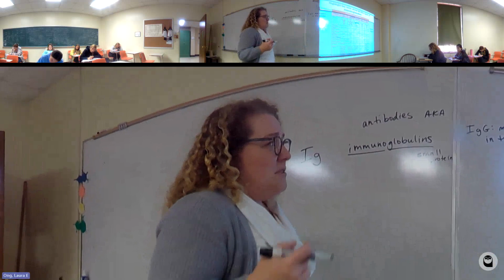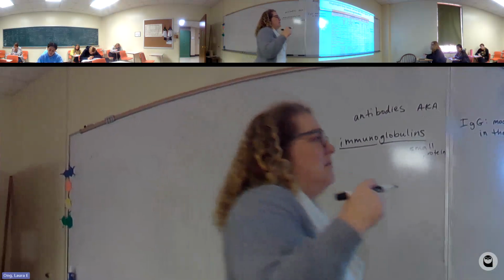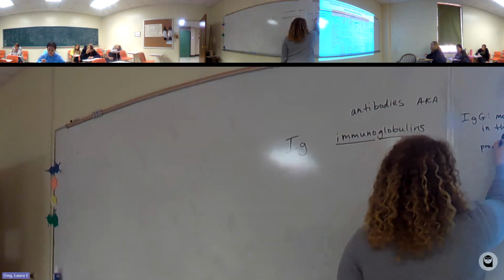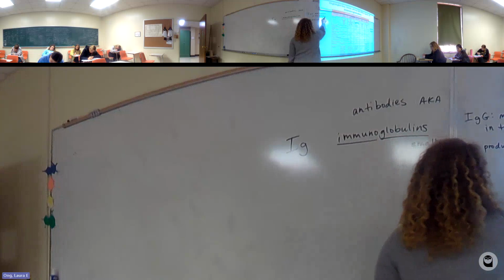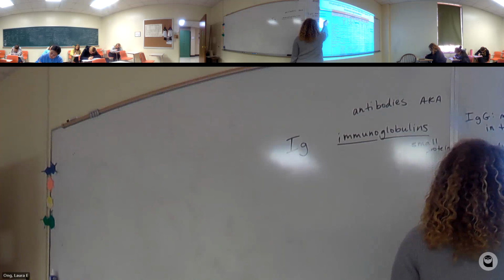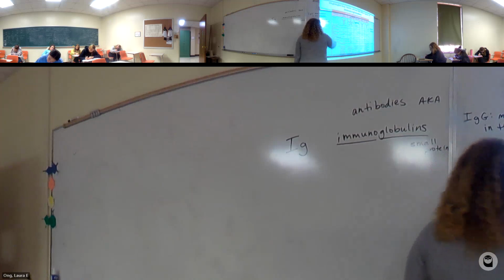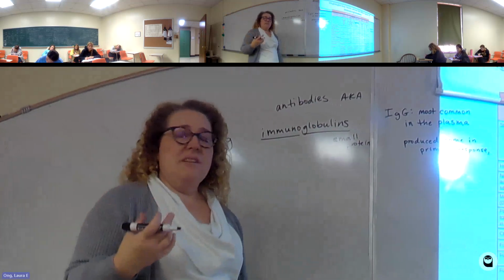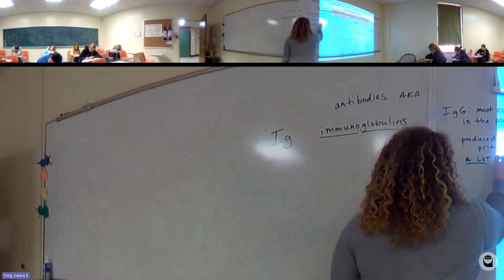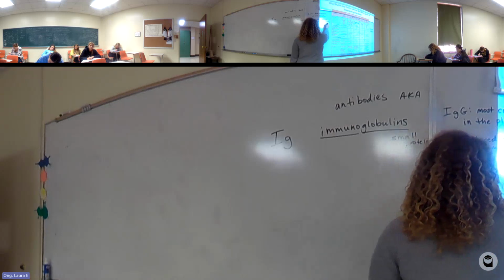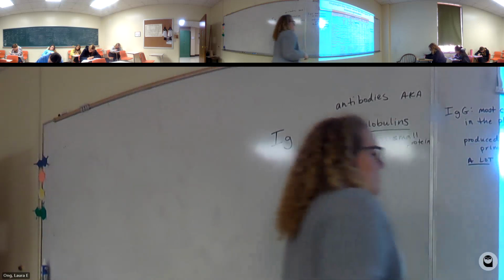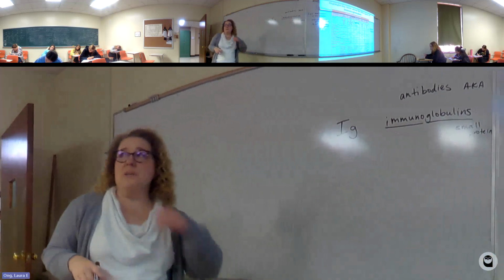The other thing that I want you to know about IgG is that it is produced some in the primary response. So we make a good amount of it in the primary response, but it is produced really a lot in the secondary response. You mostly find it in blood plasma.